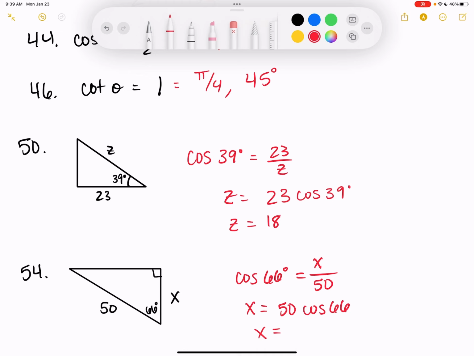So these ones are basically just working you up to the next set of problems where we're solving for everything, which I think are sometimes a little bit easier.